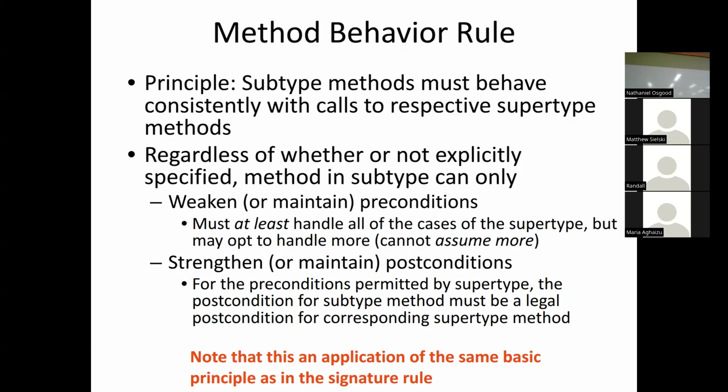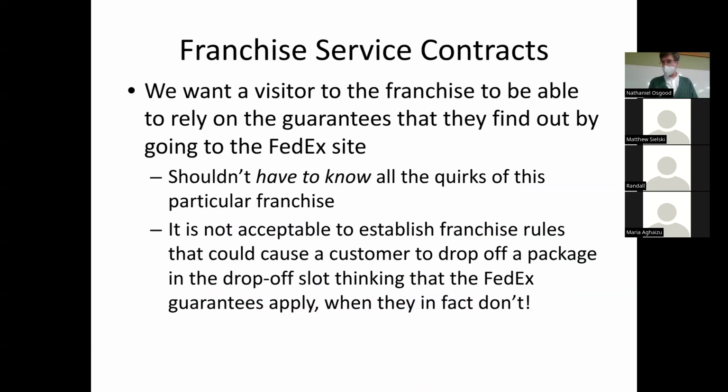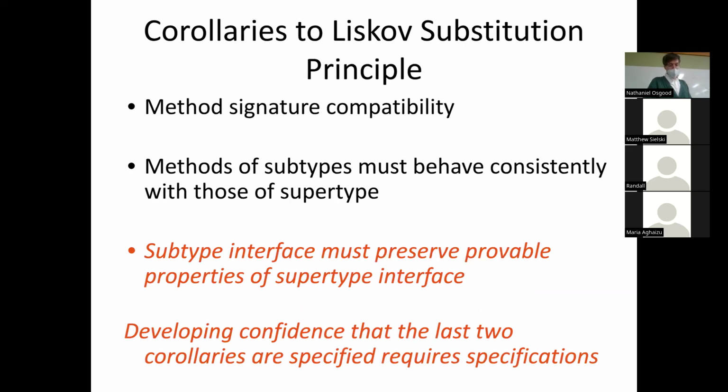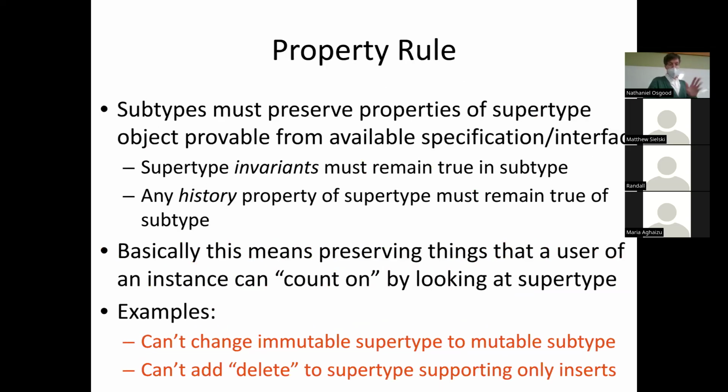You can weaken preconditions for the behavior of the subtype. You can handle more cases for the preconditions. And then post-conditions, I strengthen them. I can be more specific about what I guarantee, as long as it's consistent with the rules of the supertype. Okay. And you have to be able to preserve provable properties.